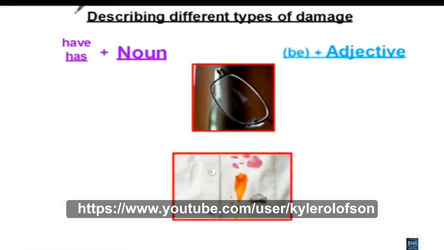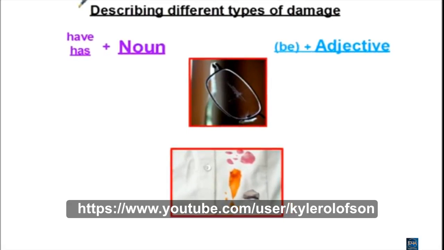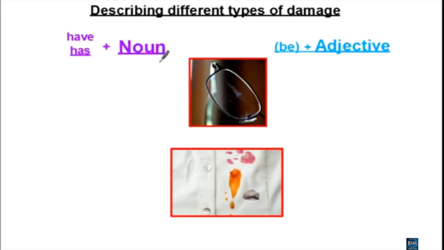Okay, so let's look at the grammar that we just saw in the previous example of a woman returning some damaged things. So we're talking about describing types of damage in different ways. We can do that if we use nouns, and we can also do that if we use adjectives. Remember, nouns are like things, and adjectives are descriptions. When we use a noun, remember we're always using have and has to describe that an object has something. And with adjectives, we're always using the verb to be because it's describing, okay?